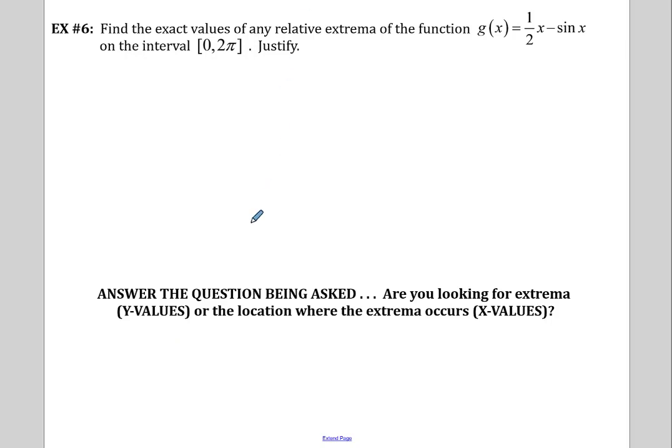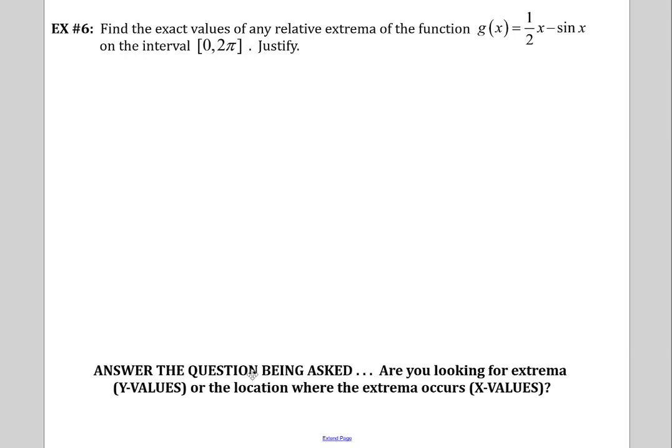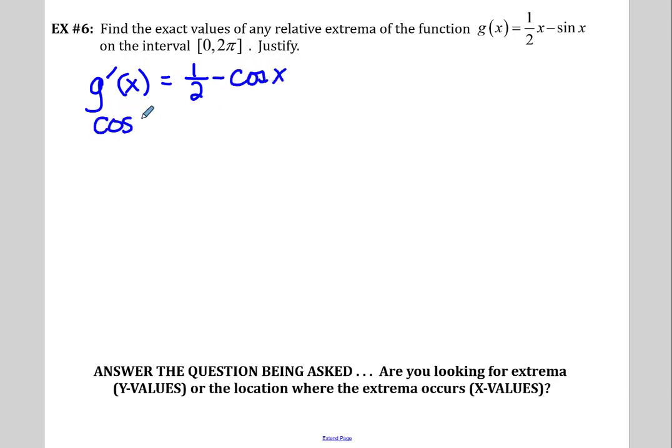So here's a little more complicated one. Find the exact values of any extrema of half x minus sine x for the interval 0 to 2 pi. So again, we want the derivative, which is 1/2 minus cosine x. And if we solve for the critical numbers, where's cosine 1/2? And we saw this yesterday at pi over 3 and 5 pi over 3.